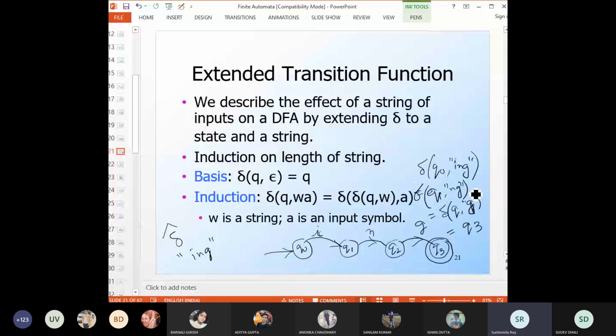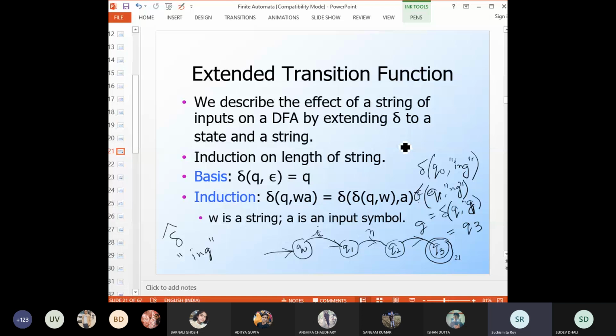So the extended transition function would represent a series of transitions on a particular string, and note that the order of these input characters is also important. If you change the order, say I and then G and then N, that will be a different string and it will not represent the same series of transitions. So we are basically extending the definition of the transition function from a single transition to a series of transitions, from a single input character to a string.